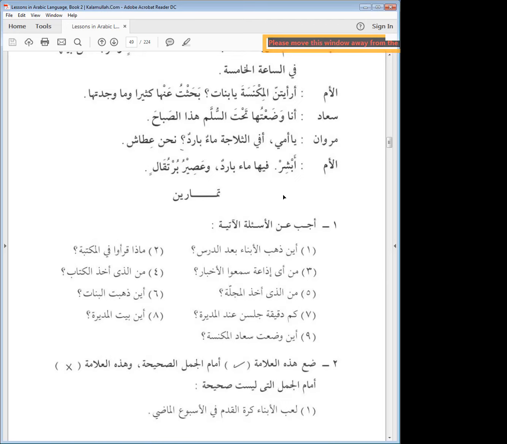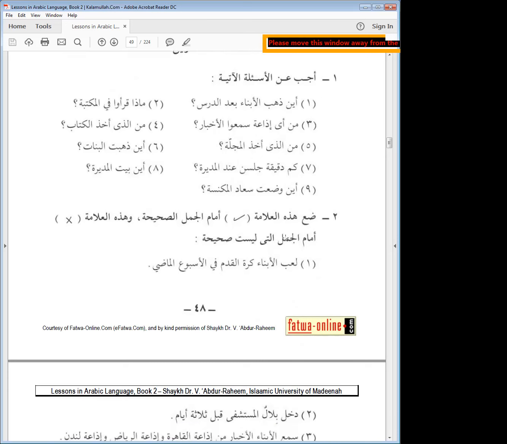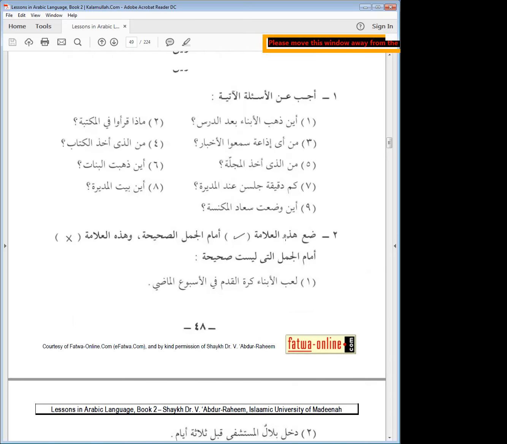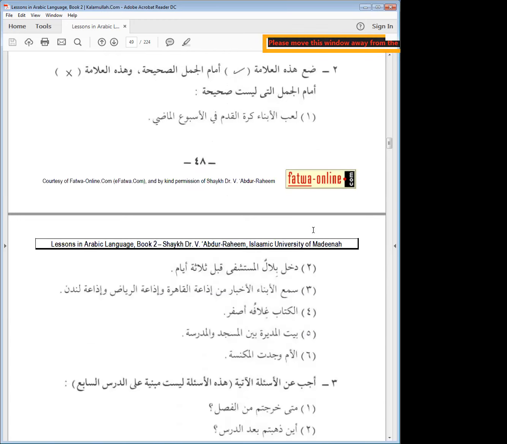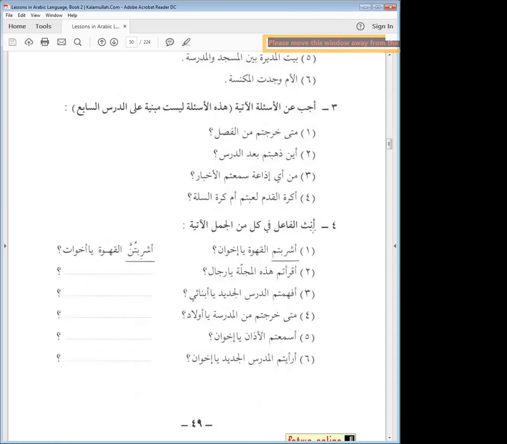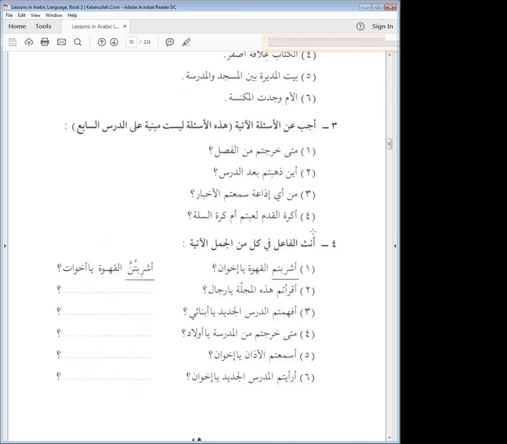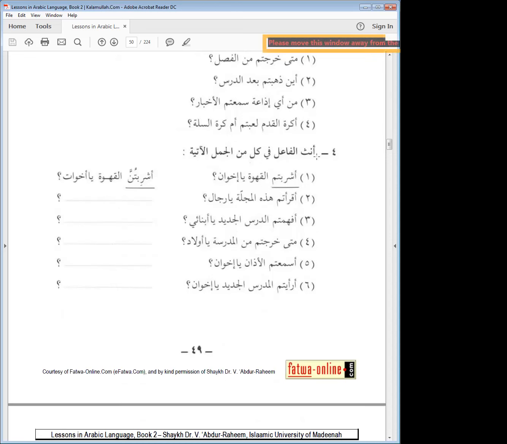Good. Any questions about this passage again? Okay, so we're going to skip over the comprehension questions because we would have done that a couple times before. All right, so we go straight to the next page. Safha 49, or page 49. Rakam 3. Rakam 4. So we skip numbers 1, 2, and 3. All right, those are comprehension questions. We leave out those. All right.